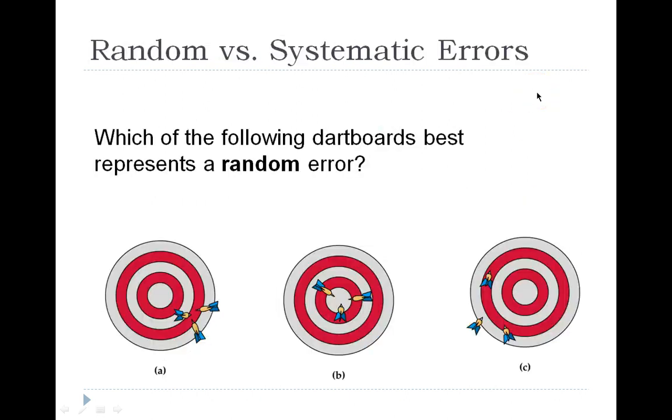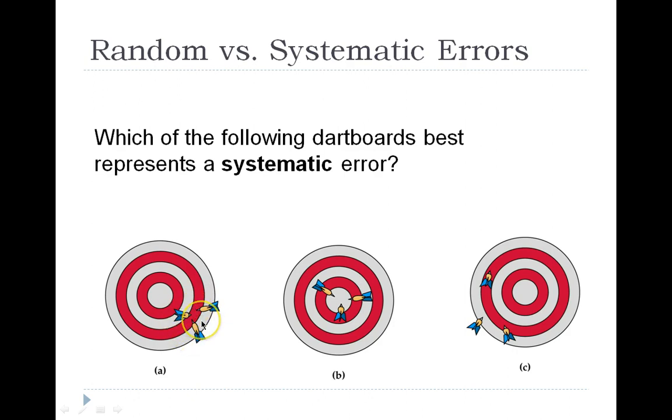So which of the following dartboards represents a random error? Where you just have something that's randomly going wrong, like your partner spills the water that you're trying to measure, or you accidentally forget to zero your balance. C would represent random errors. Systematic errors are where you're missing the target, but you're consistent. So that would be precise measurements, but they're all being caused to be off.